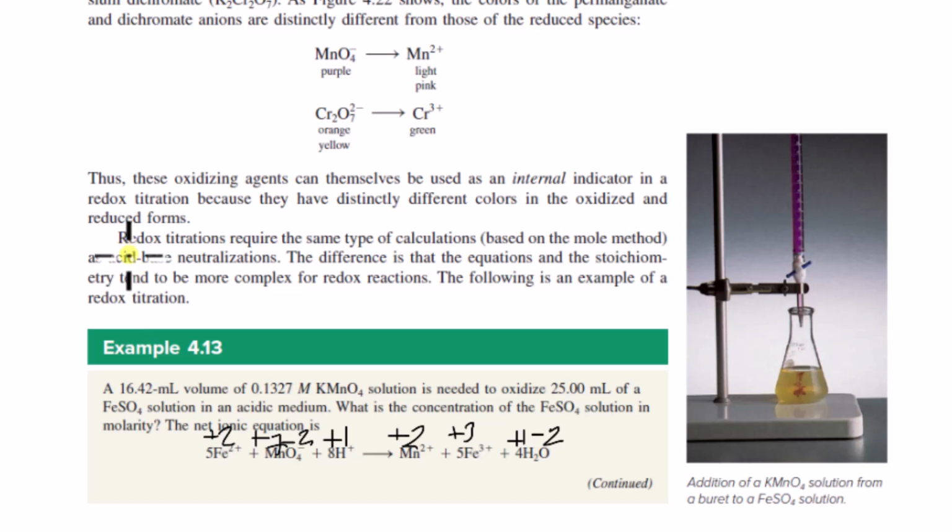Okay, and it says redox titrations require the same type of calculations based on the mole method as acid-base neutralizations. The difference is that the equations in the stoichiometry tend to be more complex for redox reactions. Yeah, so remember, you still have to do some stoichiometry with acid-base titrations. Stoichiometry like we had to do here at the last stage for this example problem. We had to go from the moles of permanganate ion to moles of Fe2+.